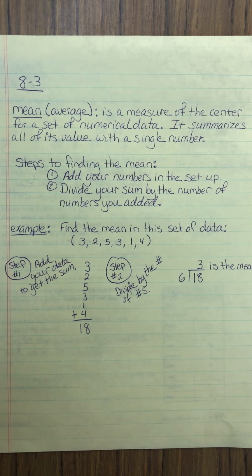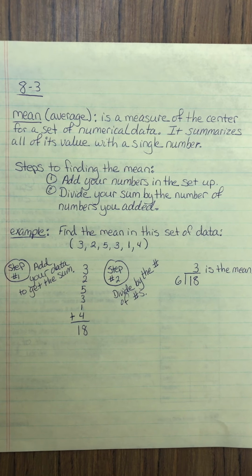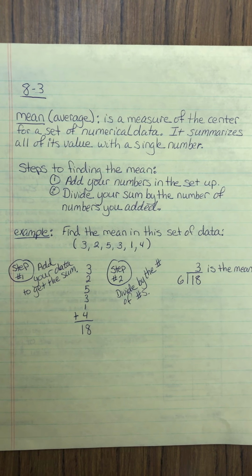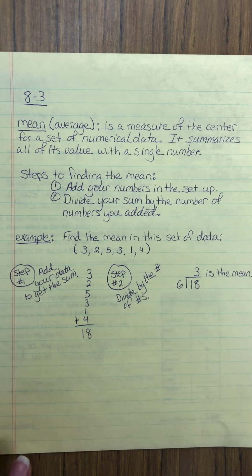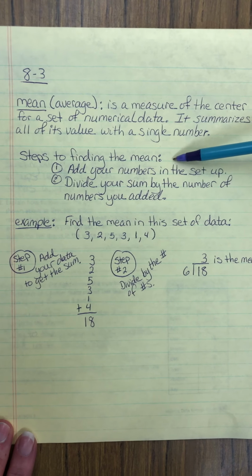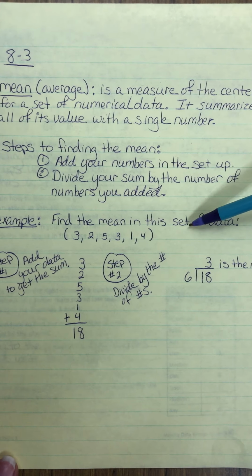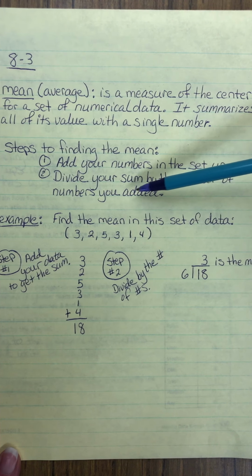Example, we could summarize the ages of 6th graders by saying most 6th graders are 11 and a half years old, as opposed to some are 11, some are 11 and a half, some are 12, whatever. Anyways, steps to finding the mean. Step 1, add all your numbers up in the set. And 2, divide your sum, the numbers you added, by the number of numbers you added.